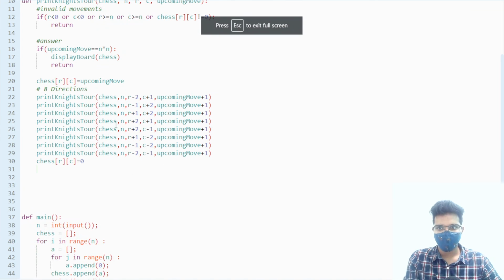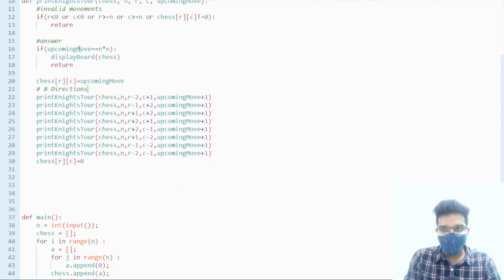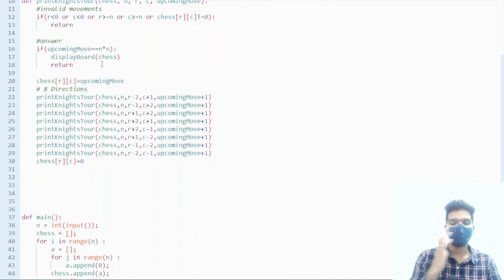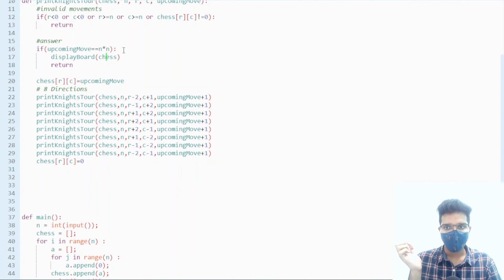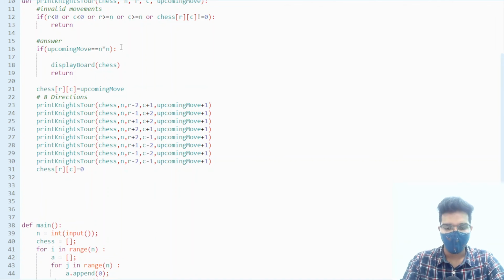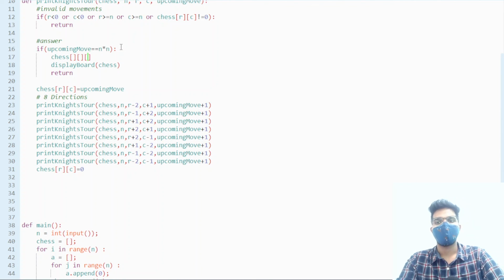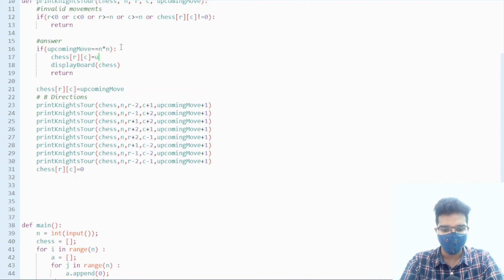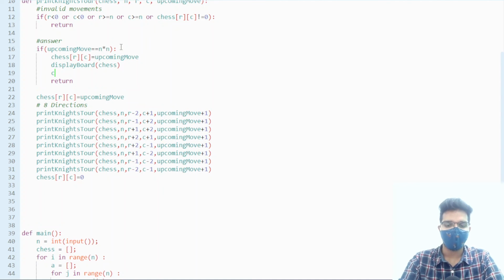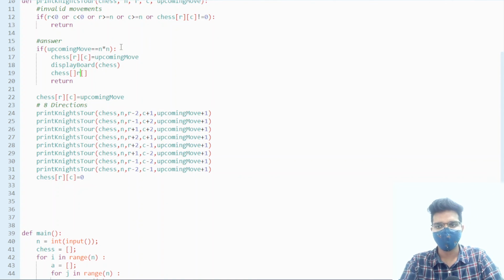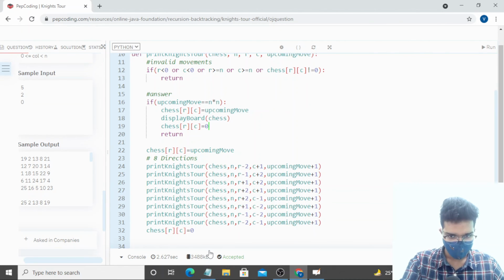Let me show you. We place our upcoming move initially as 1. But whenever our upcoming move gets 25, we never place the value in our chessboard. So whenever we hit this condition, if upcoming move equal to n into n, we have to place it. So chess[r][c] equal to upcoming move. And of course, we also got to unmark it so that we can explore more options. So chess[r][c] equal to 0. Now let's try running it.